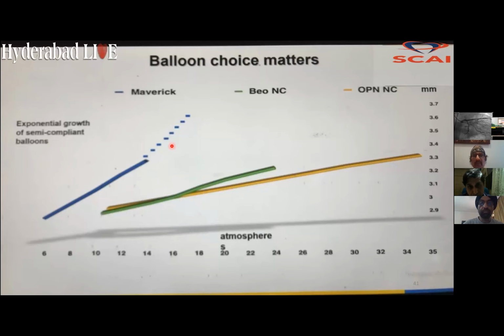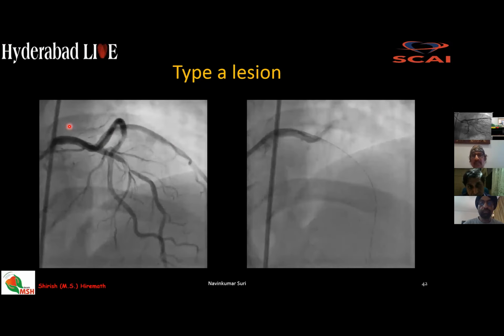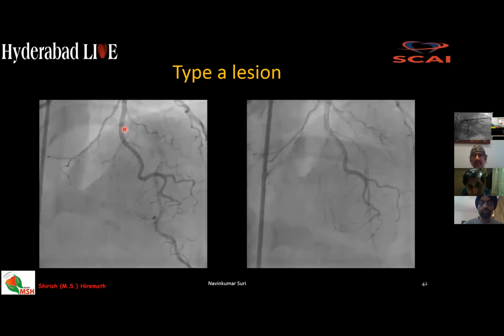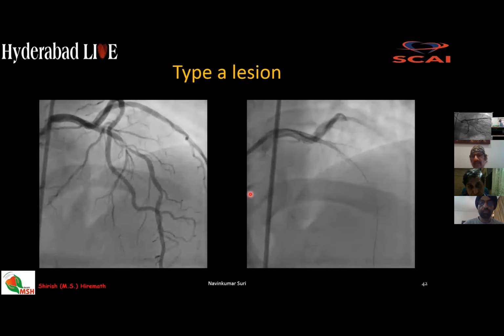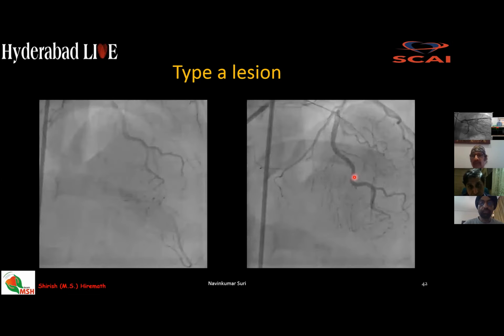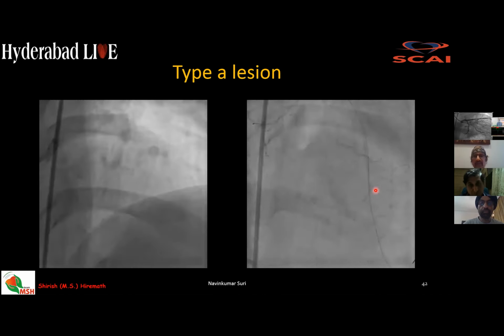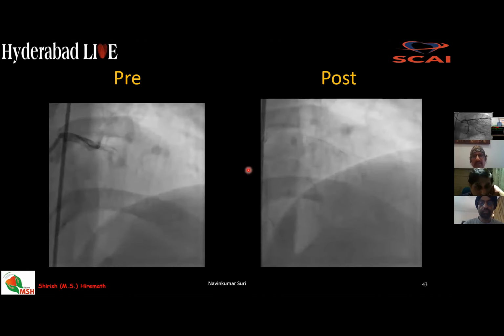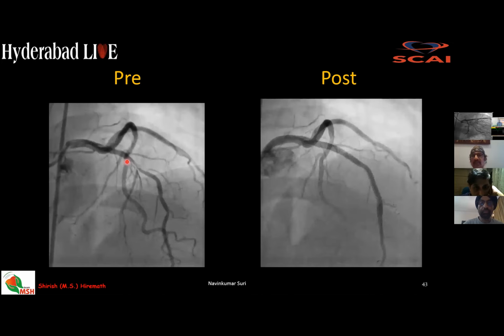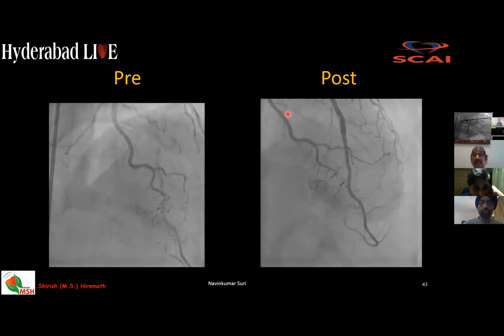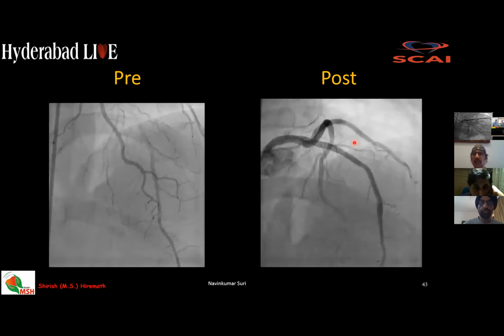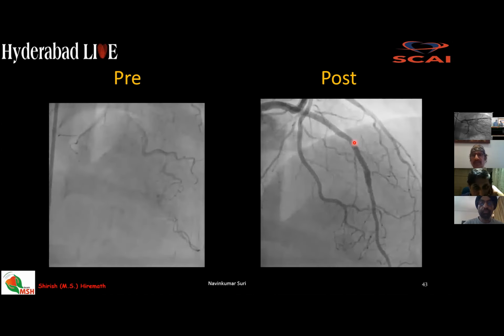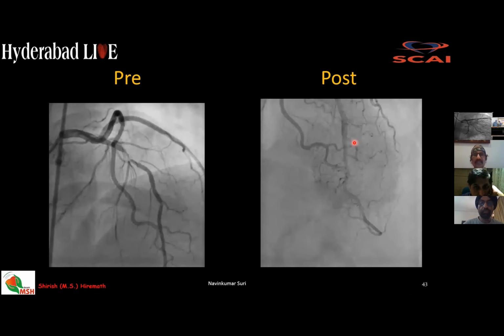And this is what happened. This was a focal lesion, and a non-compliant balloon resulted in a dissection, which went a long way. So instead of ending up with a short stent, 18 millimeters here, we ended up with a 34 millimeter long stent in this particular case. So the dog boning will result in a dissection on either side.